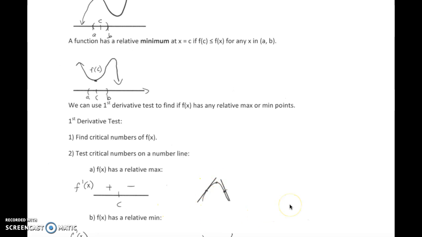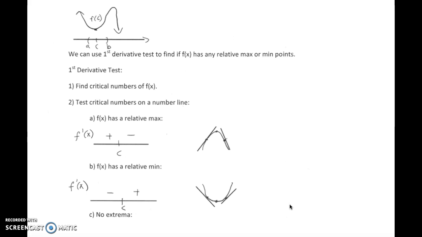If f of x has a relative minimum, that means our derivative values switch. On the left side of our value c we get negative values, and on the right-hand side of c we have positive values, which means our tangent line on the left-hand side is going to have a negative slope, and on the right-hand side it is going to be positive. Therefore we have a relative min at c at the bottom.